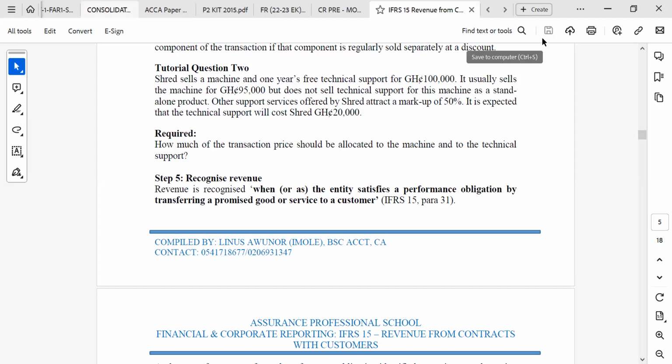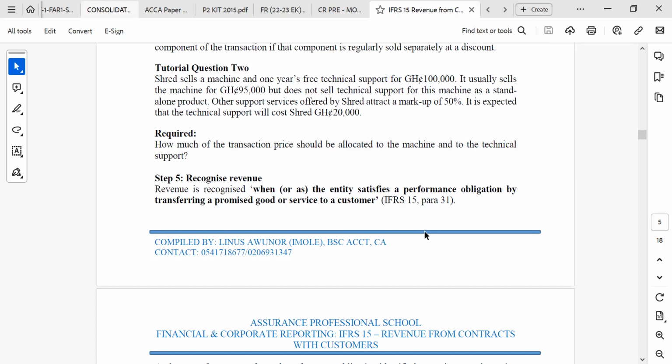You can only recognize the sale of the car if you have what? If you have transferred ownership of the car to me, or if I'm now in possession of the car, if I'm now in control of the car. So the fifth step is a crucial step for the recognition of revenue.